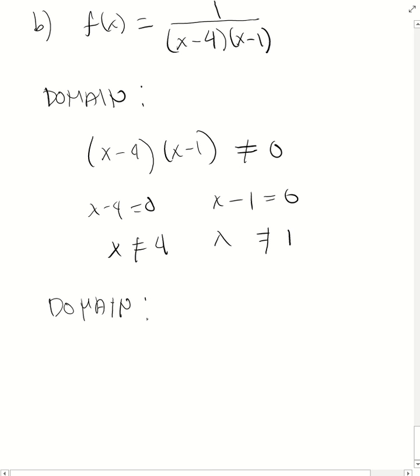So we can write this one as x from negative infinity then less than 4, or let's take 1 first.